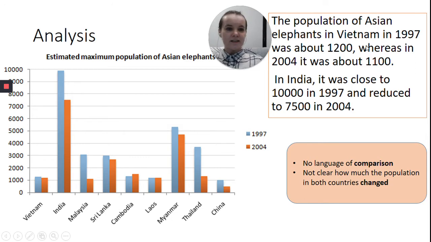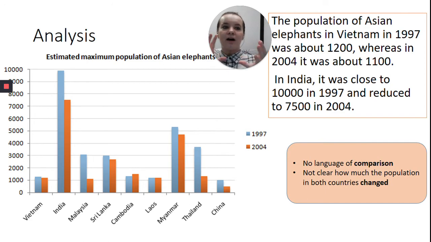So yes, there is the word whereas, which is wonderful, but the student just said that in 1997 it was like this, then in 2004 that. Where is the comparison? How are these values different? How different are they? Which one is bigger? Which one is smaller? How different they are as well. Are they slightly different? Are they very different? Information is missing here, right?